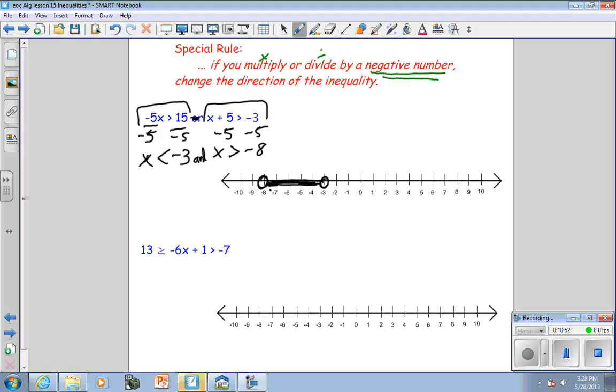That must have been my typo when I set these problems up. So on your paper, go ahead and change that to an AND. And then let's go ahead and write it as a compound statement just for practice. Remember, we start in the middle, x. X is smaller than -3 and greater than -8.